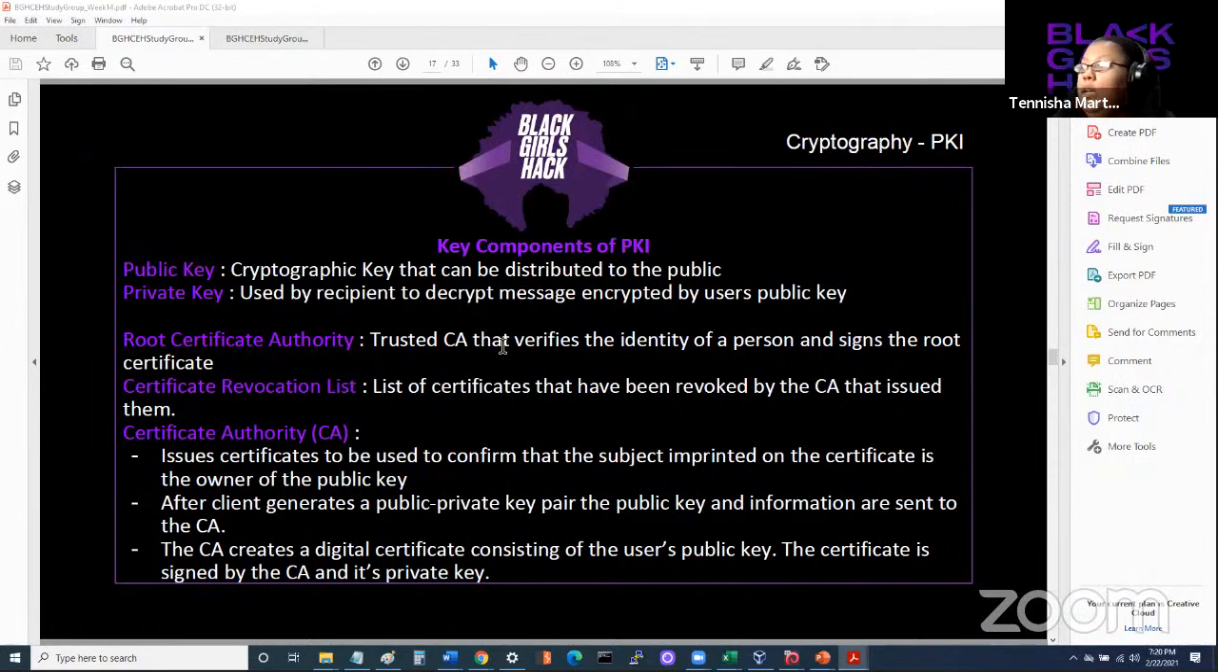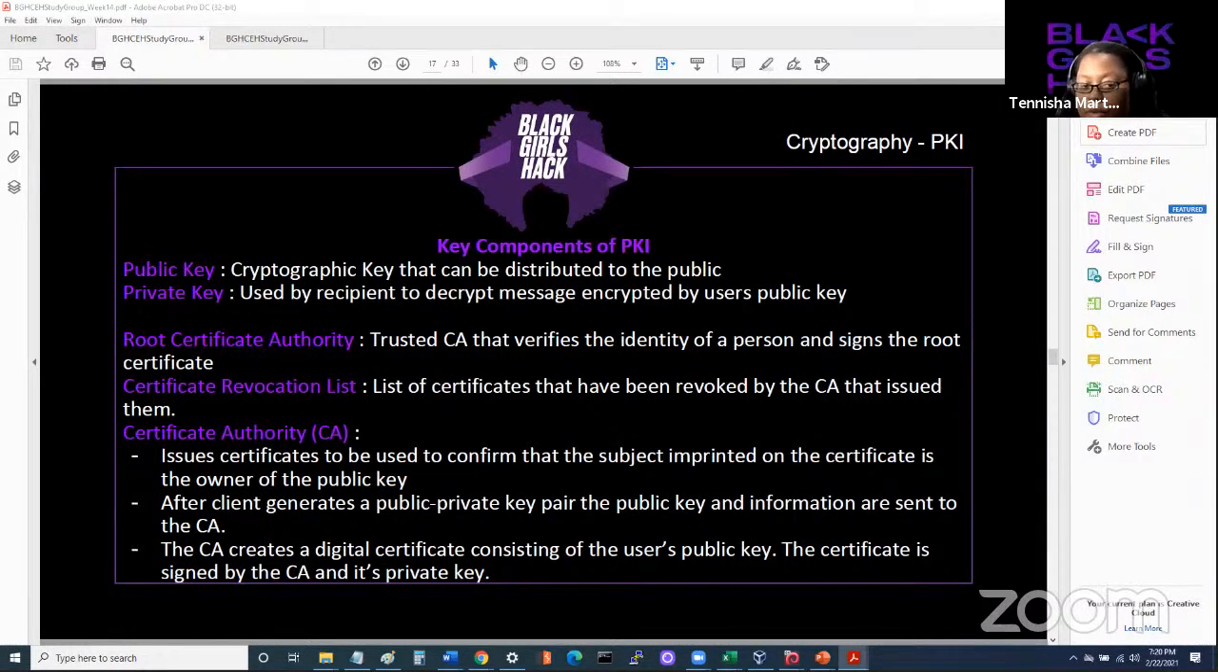All right, so other key components of the PKI system. You have a public key and a private key, as we stated before. The public key is the one that's going to be distributed to the public, so that if they're sending something to you, they know they need to use your public key. And then you have the private key, which you're supposed to keep secret.